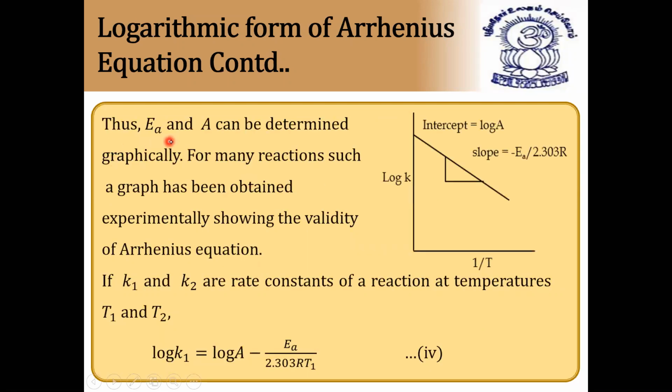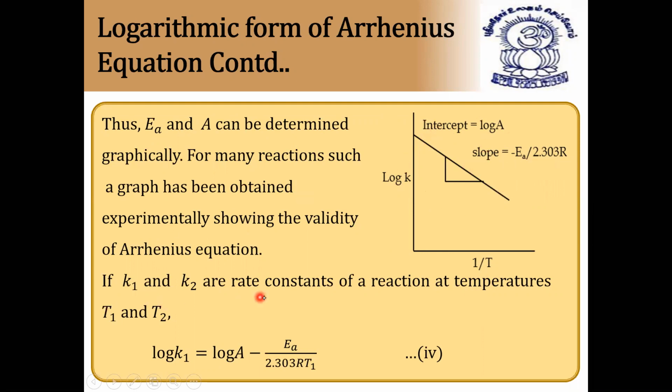So thus EA, the energy of activation, A can be determined graphically by using this Arrhenius equation. So this is K and 1 by T. If you plot a graph between log K versus 1 by T, it is a straight line. The intercept is log A, and the slope is equal to minus EA by 2.303 R for this graph.